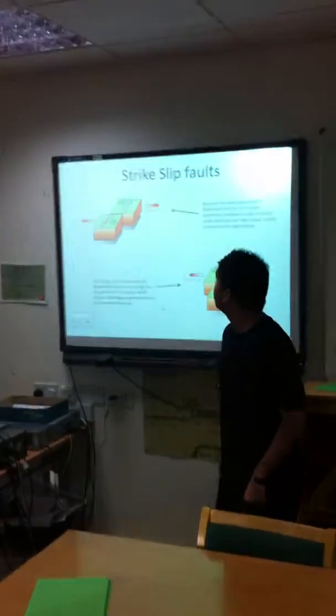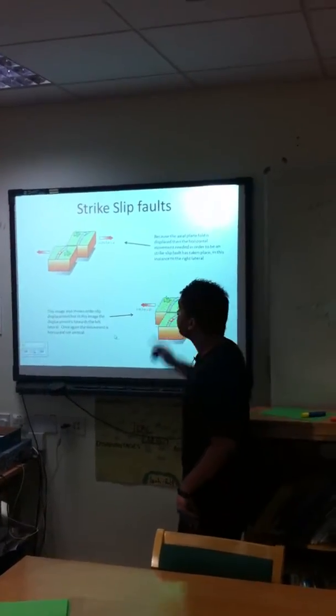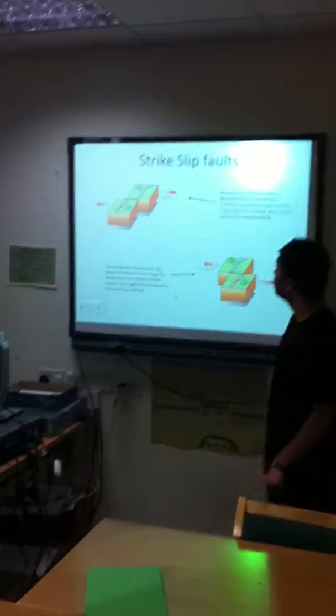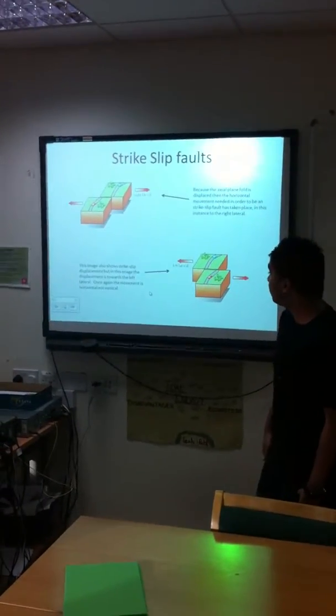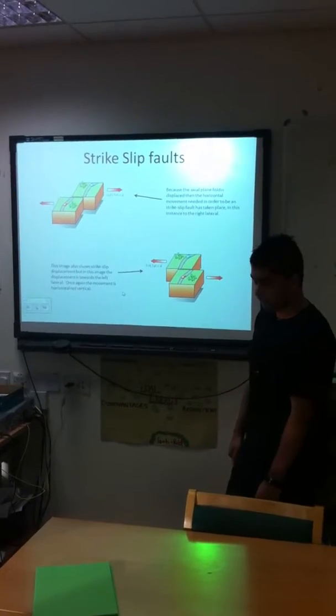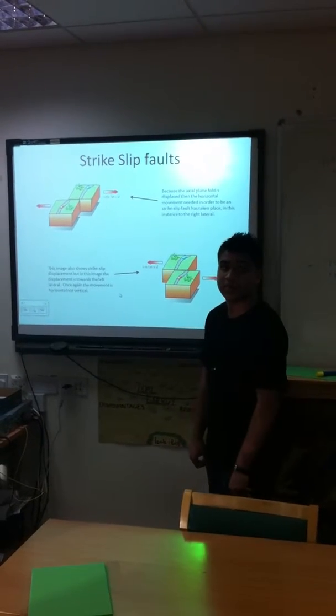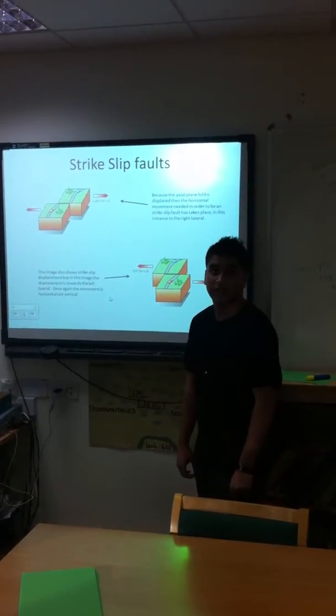This image shows the strike-slip faults in a simpler form. As you can see, the movement is along the horizon and it's to the left. At the bottom, it's also along the horizon, but to the left. Sorry, the top was to the right. Once again, there is no vertical movement. Strike-slip faults must always be along the horizon.